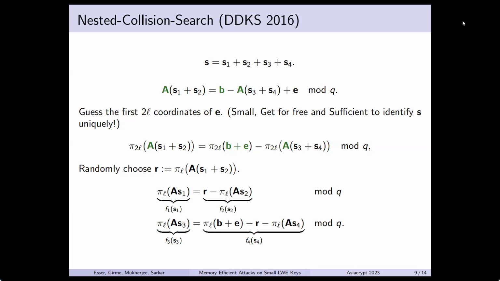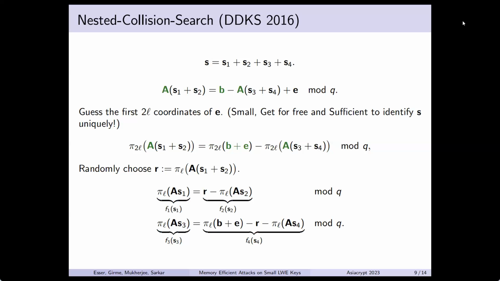And just like previously, we now get two L coordinates of e. Note that this 2L is small enough that you can do everything in some time. So basically, you are getting out for p, but this is sufficient to identify the solution as unique. So you now project the LWE identity on the lower 2L coordinates, and you get this identity. Now, to make the nesting work, we introduce an arbitrary constant r as the lower L coordinates of the left hand side. Basically, r is equal to pi L of a times s1 plus s2, right?